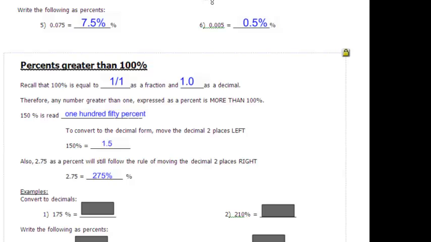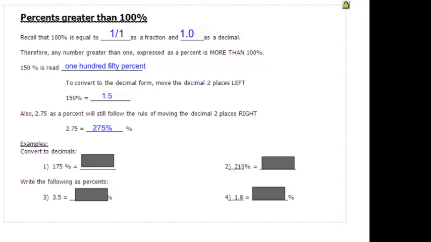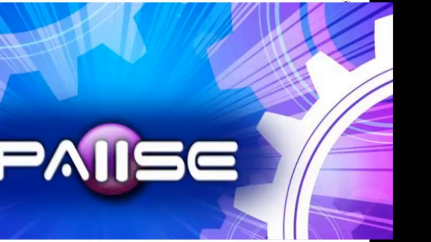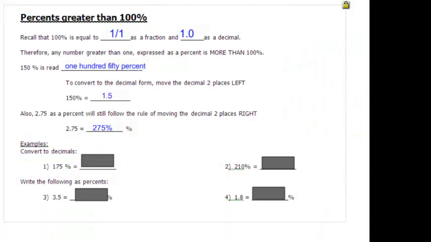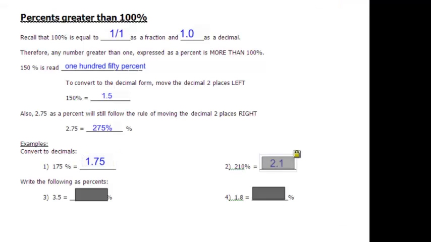And these are used in real life. Jewelry is marked up 400%. Why? Because it's usually about 4 times the amount that it costs the jeweler to sell it. So the markup is 400%. Think about that. Time to go into the jewelry business. Convert the following into decimals. So why don't you go ahead and try those 4 using the rule of moving the decimal place. So 175% is 1.75, 2.1, 3.5, and 1.8.